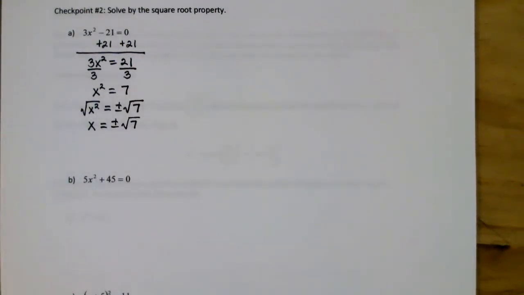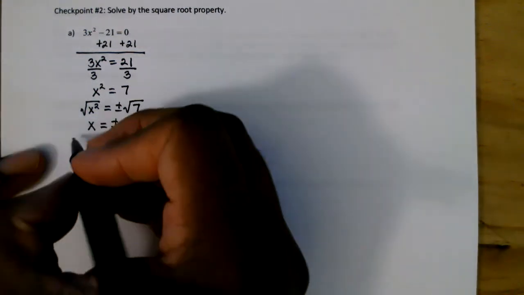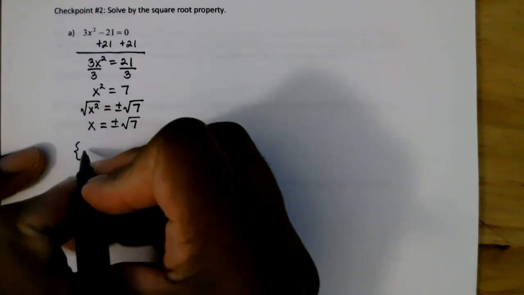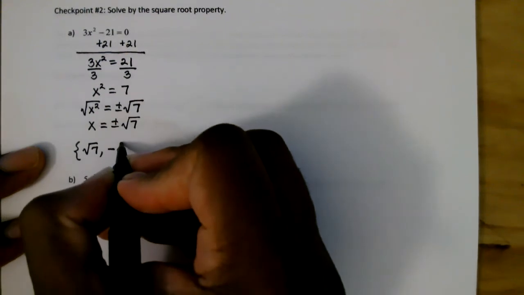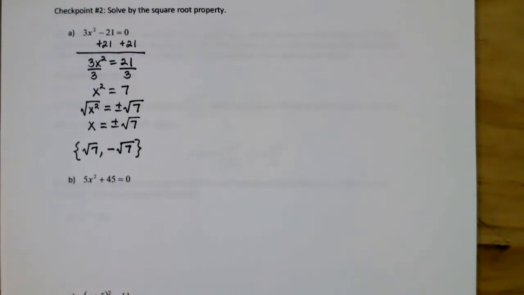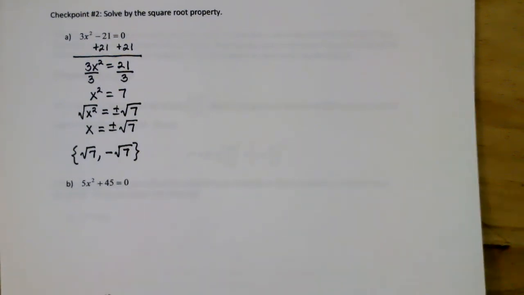Now, as your solution, you're not going to be able to use that plus or minus symbol in my math lab. So you have to enter this as two separate answers: the square root of 7 and negative square root of 7. So my two answers are the square root of 7 and negative square root of 7. And no, don't worry about the check either.